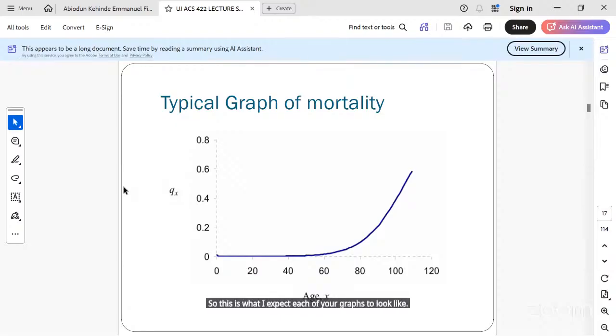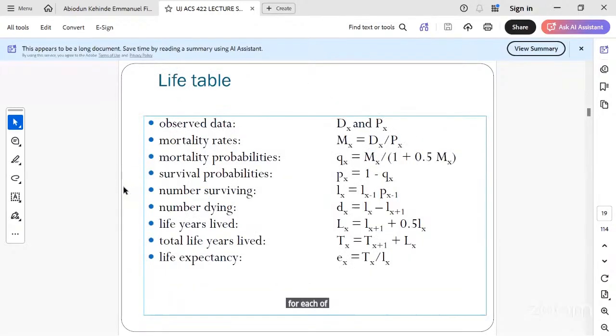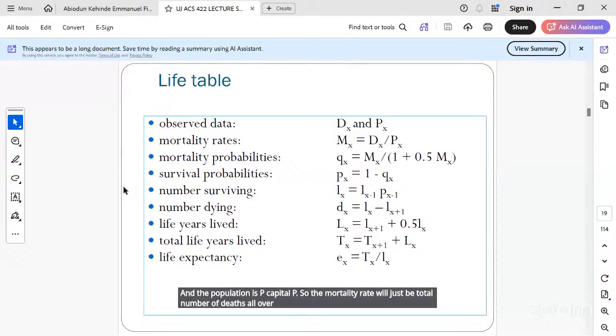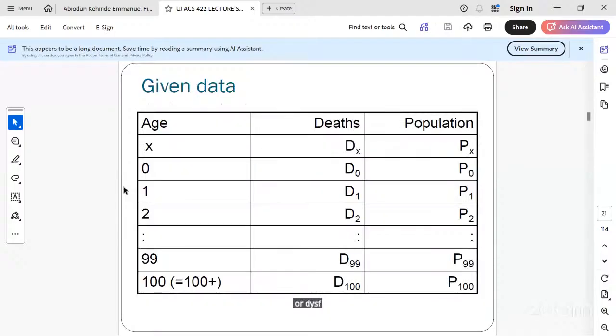I want to see what you're able to come up with for each of them. Of course, these are the functions. This is not the first time we have been introduced to this. If you have D, which is the total number of deaths, and the population is capital P, the mortality rate will just be the total number of deaths over capital P, and so on. Then you can adjust all of those accordingly. We have done all of this in your year 3, one of your life contingencies. So all these functions are there.